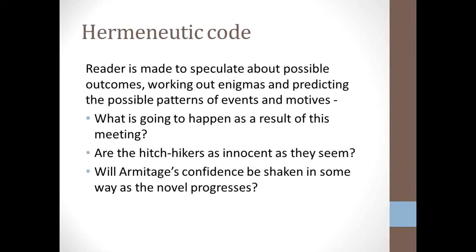So hermeneutic code is very crucial to a text, and the reader is made to speculate about possible outcomes. The reader wonders about what is about to happen, right? Say for instance, there is one heroine and two heroes, and you are made to wonder who she is going to end up with, right? So you wonder about the possible outcomes, working out enigmas. You've got all these enigmas.